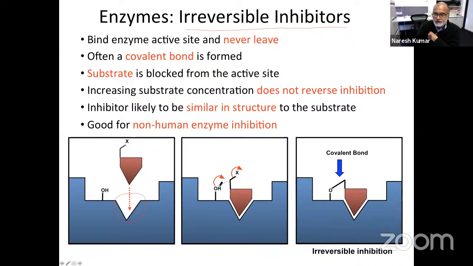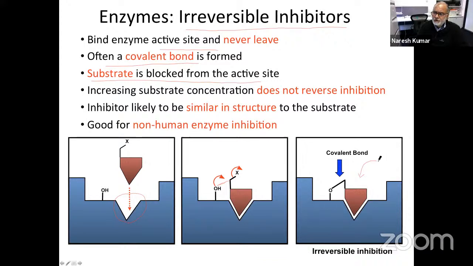So this is an example of an irreversible inhibitor. It comes in, binds, and stays there. And often a covalent bond is formed because a covalent bond is the one which is not reversible. And the substrate is blocked from the active site. So that means if the substrate wants to come in now, it won't be able to come in because it's already blocked.